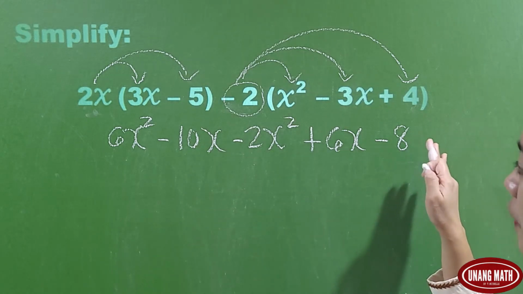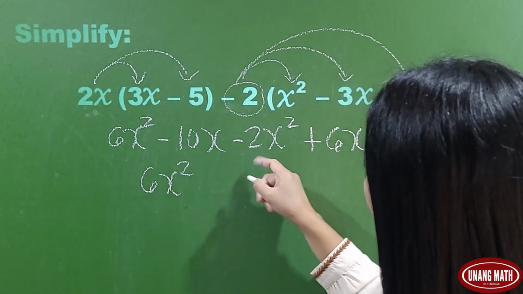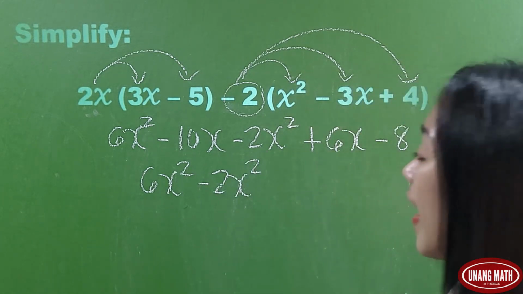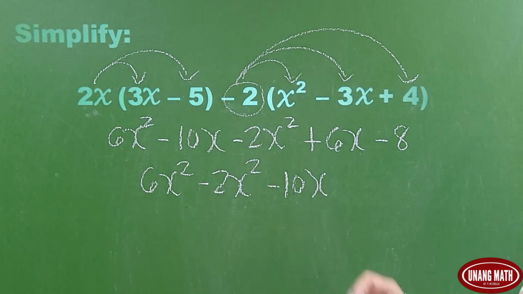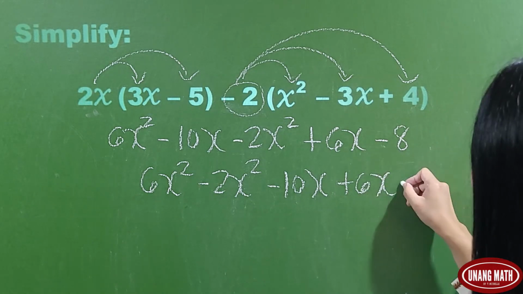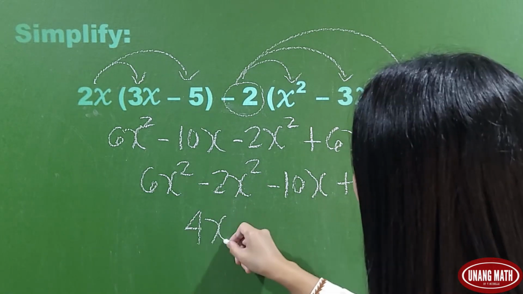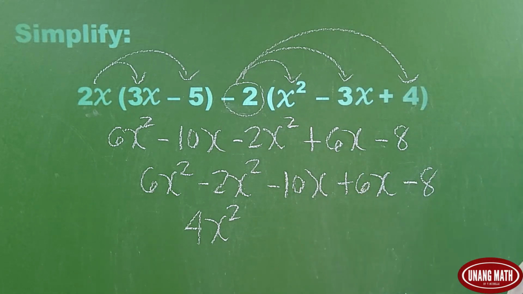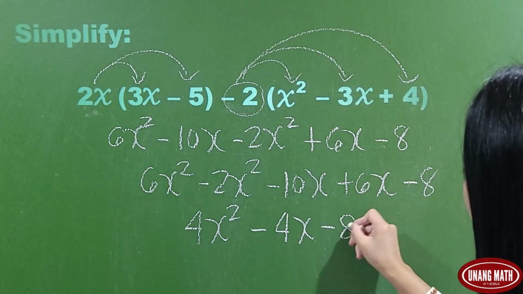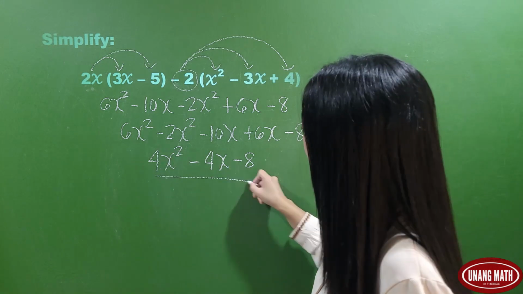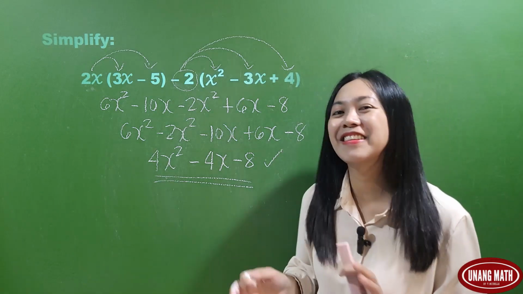Okay, to simplify this expression, we will be combining like terms. So 6x squared and negative 2x squared are like terms. Okay, what about negative 10x and 6x are also like terms? So this is minus 8. 6x squared minus 2x squared, that would be 4x squared. And negative 10x plus 6x, that would be negative 4x. And just copy negative 8. So we have 4x squared minus 4x minus 8. So this is now the simplified expression.